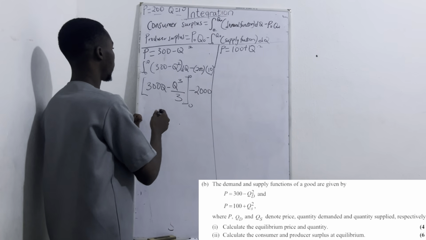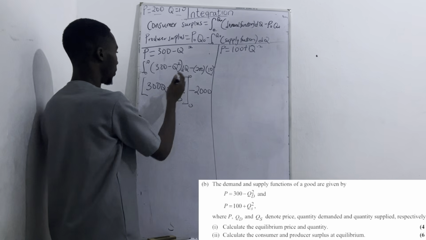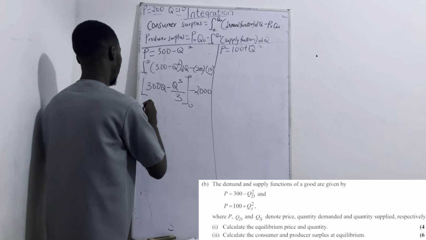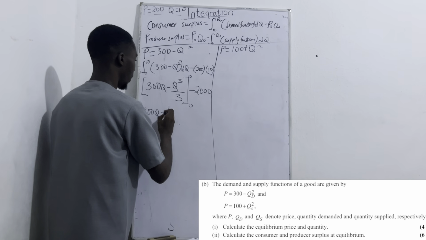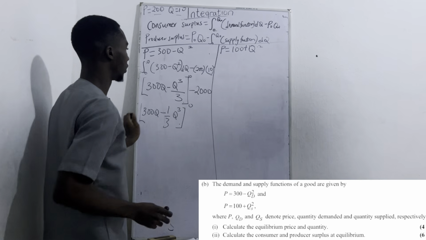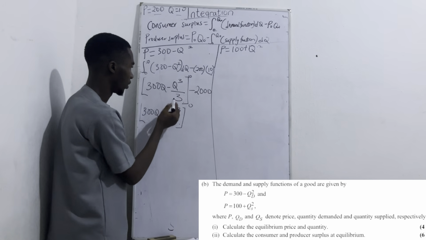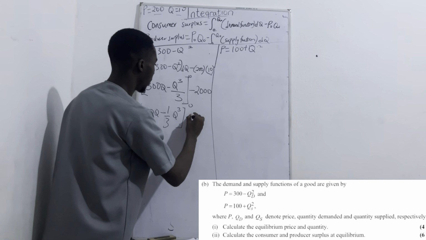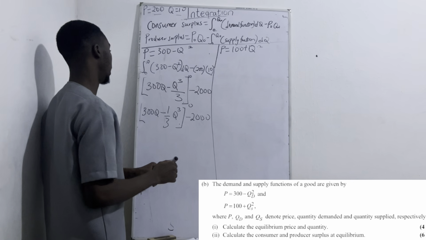So this 300K minus K cubed over 3 is the same as 300K minus 1 over 3 K cubed. Do you get it? K cubed over 3 is the same as 1 over 3 times K cubed, because 1 times K cubed is the same as K cubed, then over 3. Then minus 2,000. So now that we are done simplifying it, we've already done the integration.